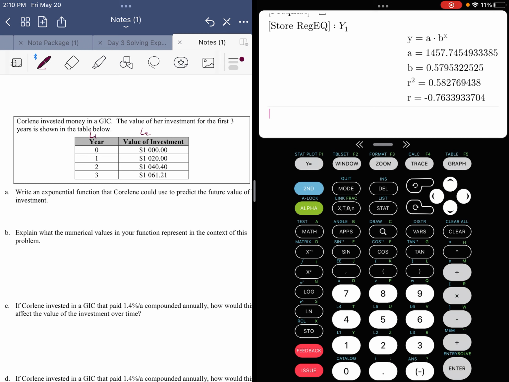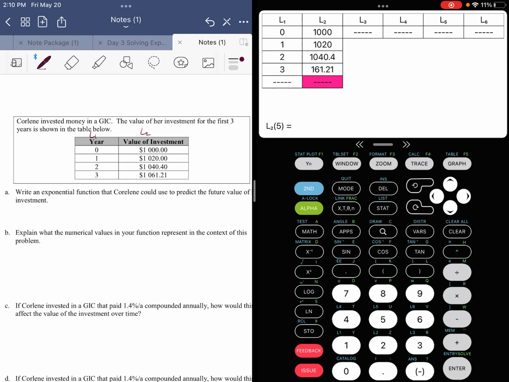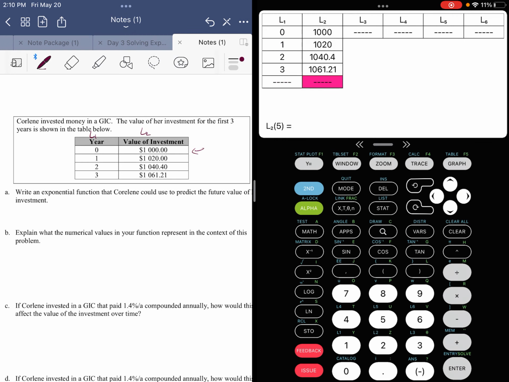And that does not seem right. What happened here? Better check our lists. 0, 1, 2, 3. Oh, I see it. Do you see it? That's only 161.21. That should be 1,061.21. Let me just quit. How did I know that it was wrong? Well, if I look at the A value, I've got an A value of 1,457. Well, that's way higher than the initial value of the investment. So it can't be that high because that's the starting point. The A value tells you your initial value. So that's what clued me into that.